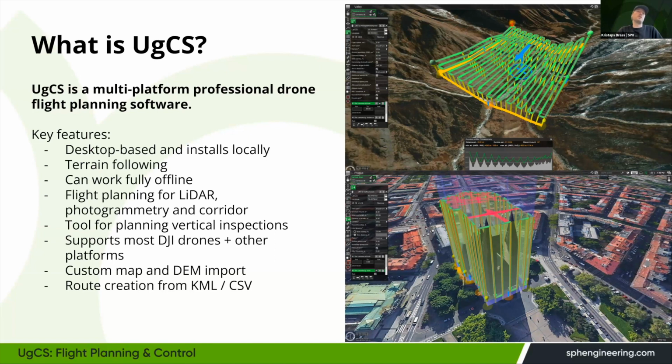But in addition to that, you can also import different map overlays. You can choose between using the base map, which is Google or Bing. But if over a certain area you want an even more detailed map, you can import your own map overlay of the area to be able to plan the flights in even higher detail. Then I think we can probably go a bit further.